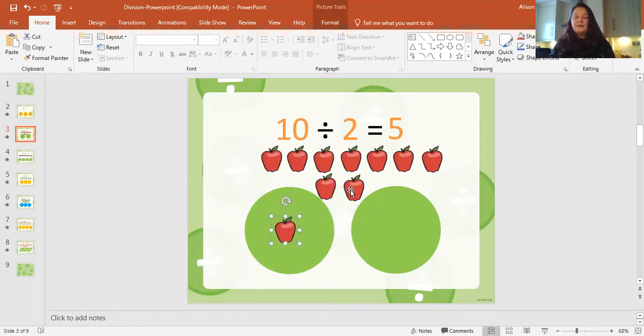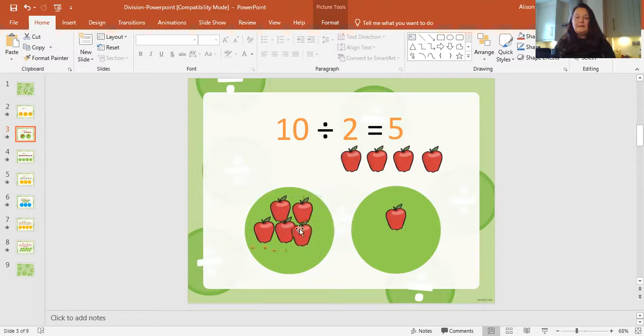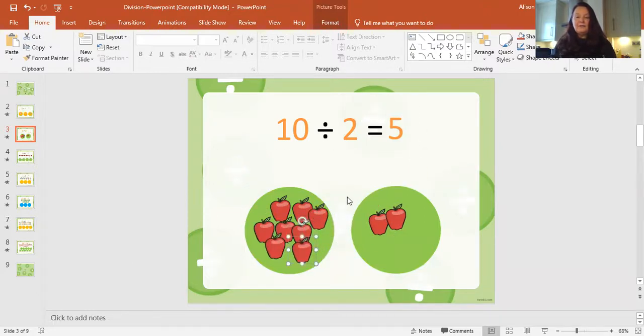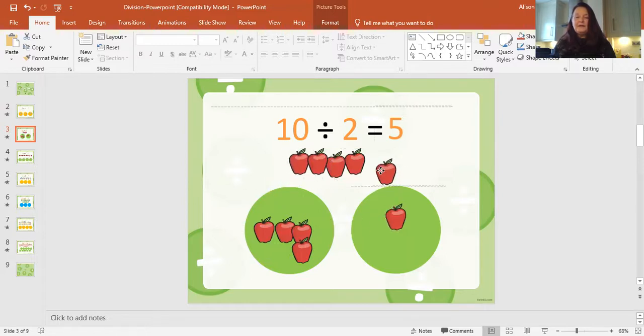One for Mrs. Barton, one for Mr. Mason, one for Mrs. Barton, one for Mrs. Barton, one for Mrs. Barton, one for Mr. Mason. Am I doing this right? One for Mrs. Barton, one for Mrs. Barton, one for Mrs. Barton. Mrs. Barton really likes apples. Have I done that right? No, I haven't. Silly Mrs. Barton. Let's take them all off. What am I doing?